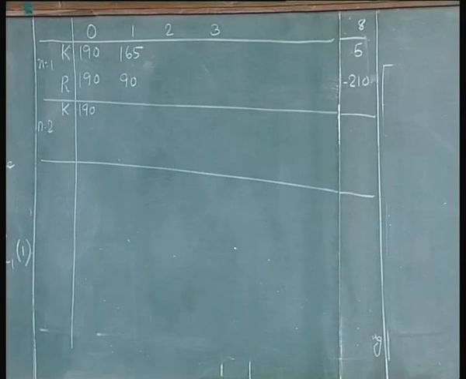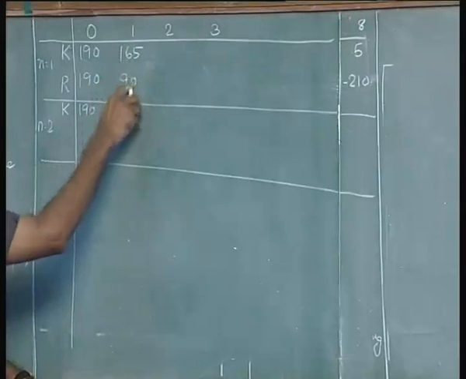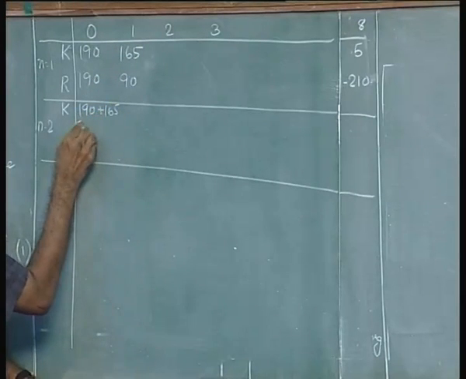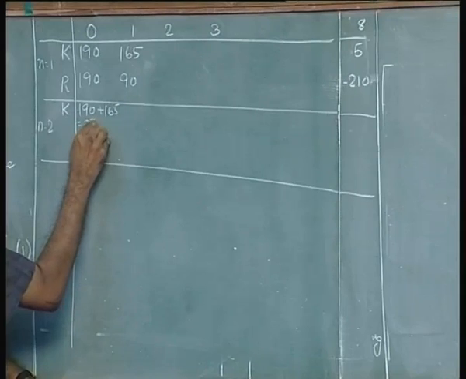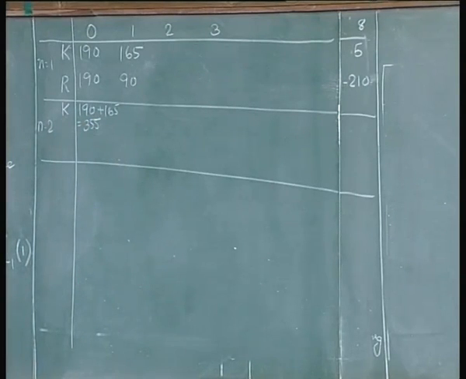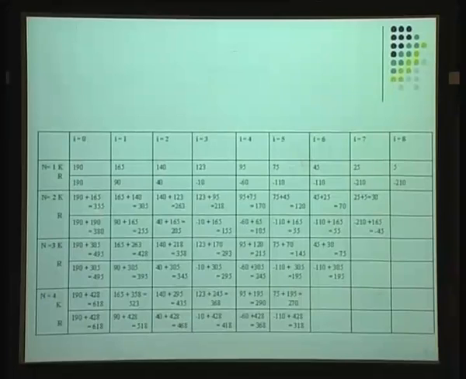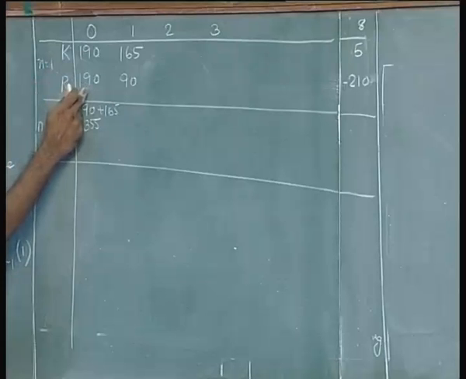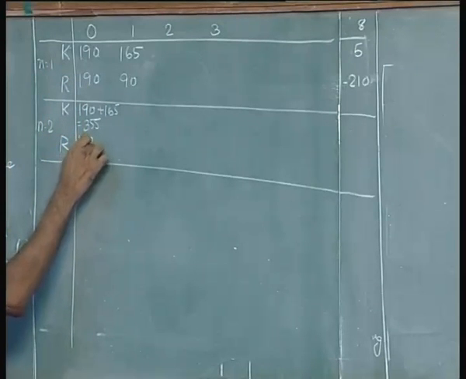Now when I decide to keep a 0 1, at the end of the year the age will be 1. So I go back to the previous table, and when the age is 1, the best decision here is 165. So I get 190 plus 165, which is 355 here, and that 355 is shown there. Now when I decide to replace, as long as the age is 0, for that year the value is 190.